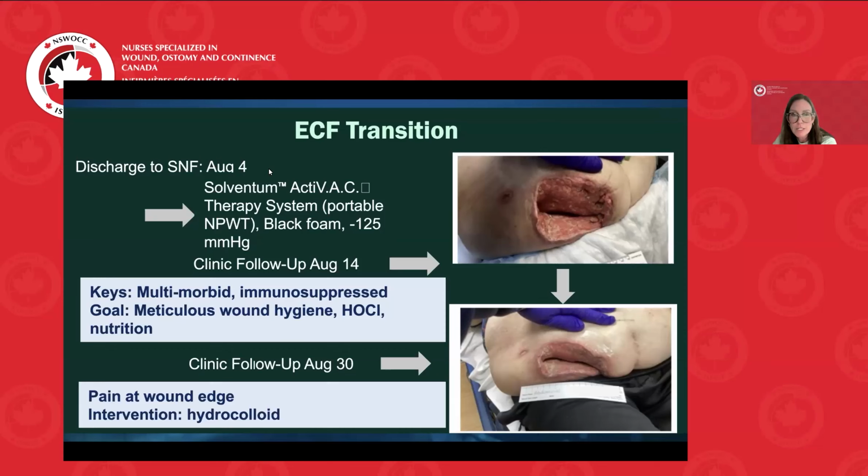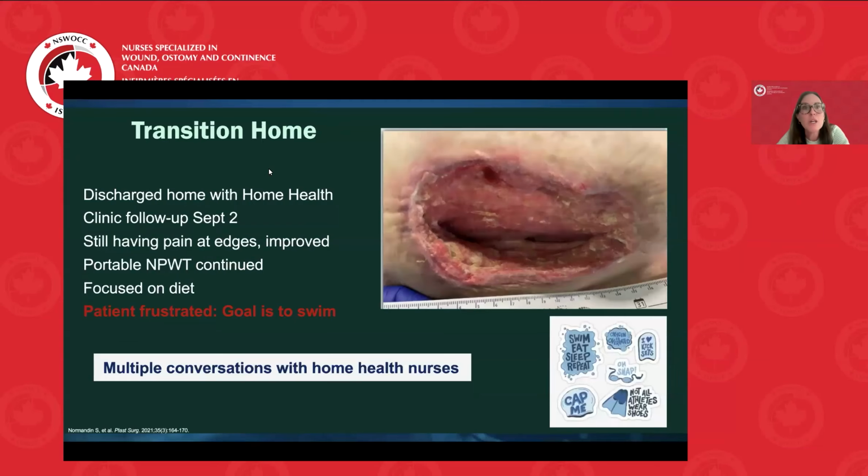So when we saw her in clinic that first time, she was actually doing really well. Again, hypogranular tissues. So in that situation, I'm going to be looking at what her labs are. Is she anemic? What's going on? How's she eating? But again, we did not have that slough and her wound measurements had changed dramatically. At that first clinic follow-up, she did have some wound pain. So this is the traditional negative pressure, right? So we mitigated that with some hydrocolloid around the wound. Continued to treat her at home with home health with the ActiVac.